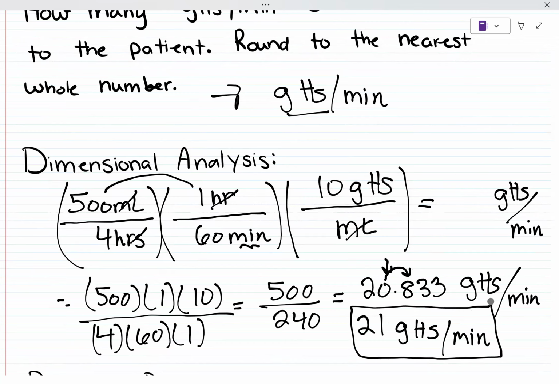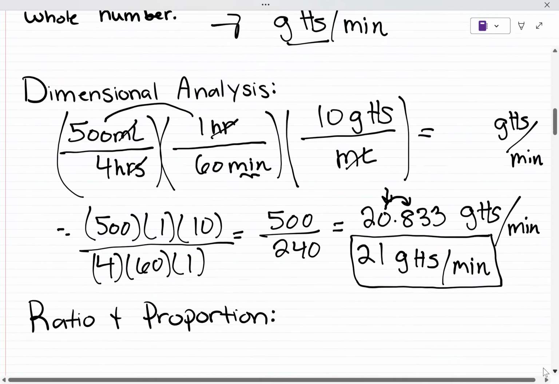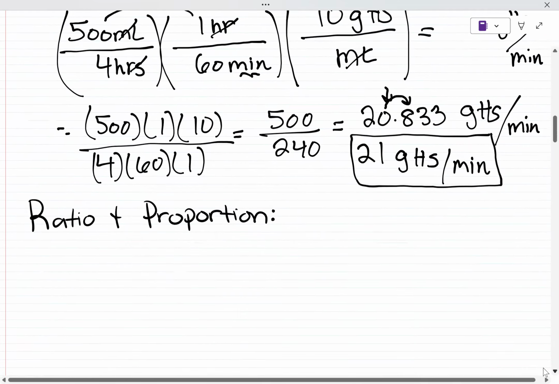Not too bad, right? So we did dimensional analysis. You could also use ratio and proportion, so let's do the same problem using ratio and proportion.